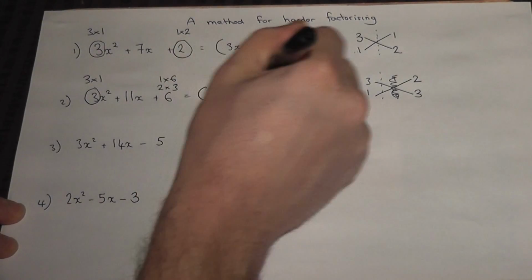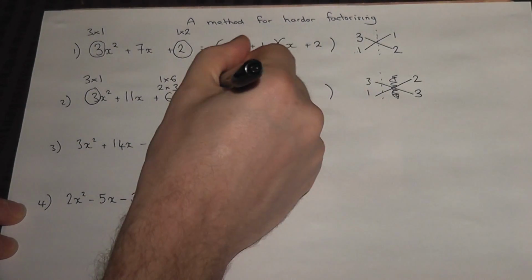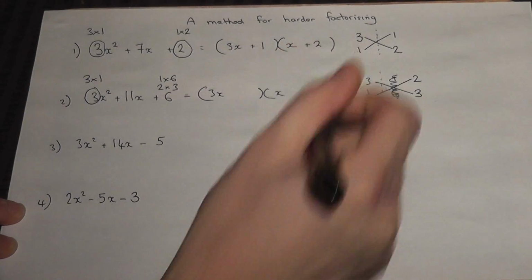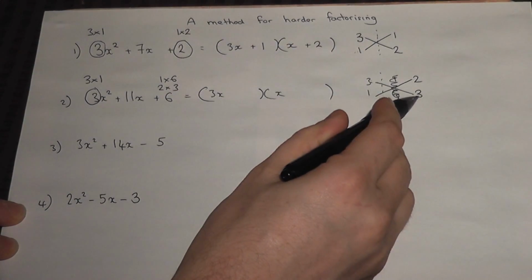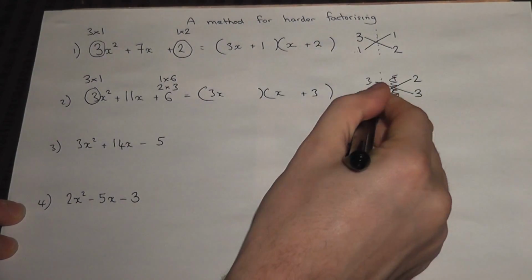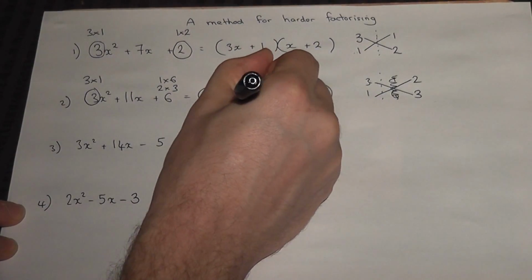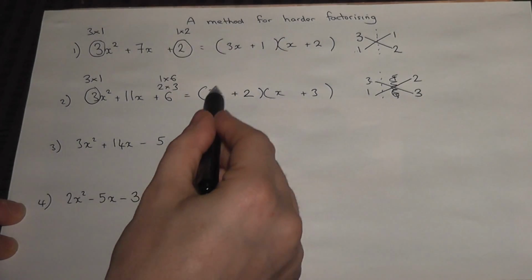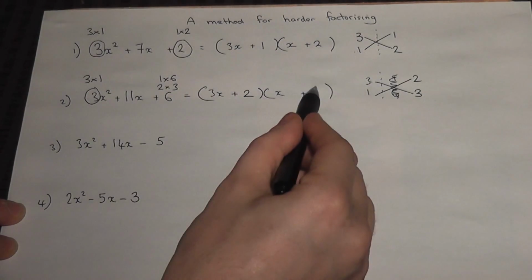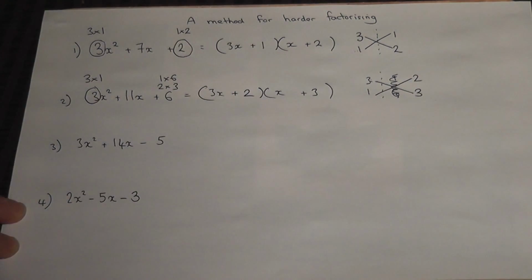So the trick here is to put it into brackets. So 3x and x, 3x and x. The 3x gets times by a 3, so I must put the 3 in the other bracket. The x gets times by 2, so I must put the 2 into the other bracket. And again, 3x squared, a 6, a 2x and a 9x gives the 11x.